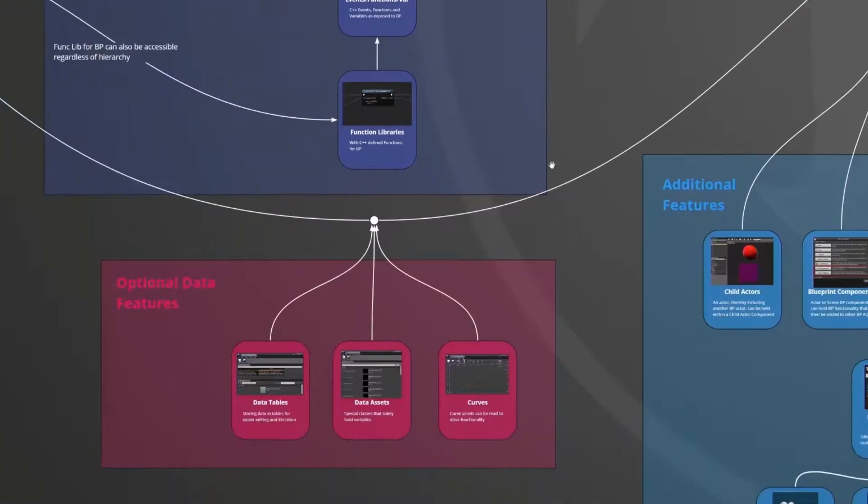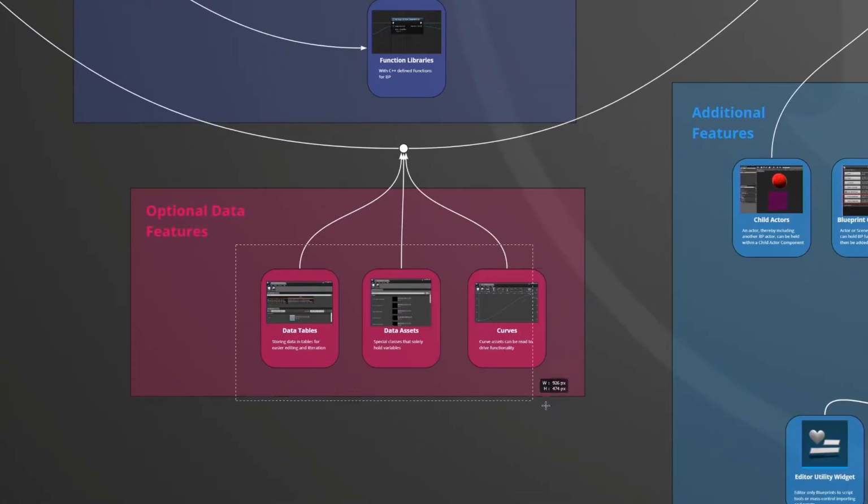Now, before we go there, as mentioned, there are optional data features, which have been shown in the programming class as well. It's the same ones over here. Blueprint can also use them: data tables, assets, and curves as reference in programming.